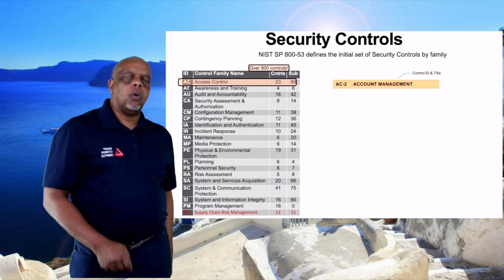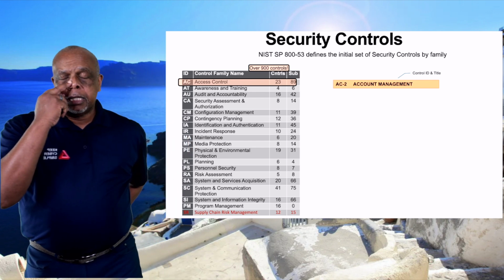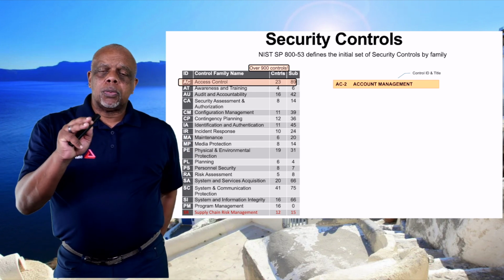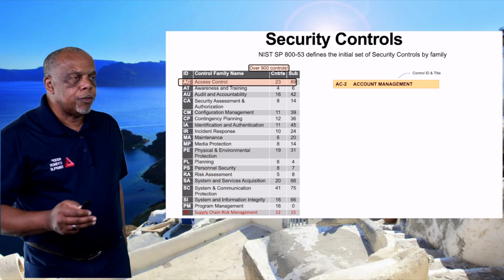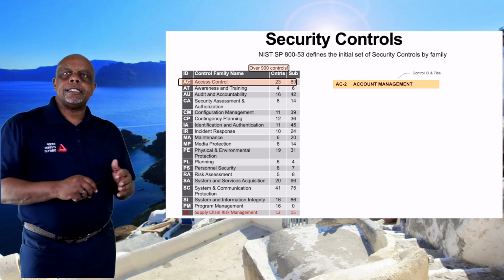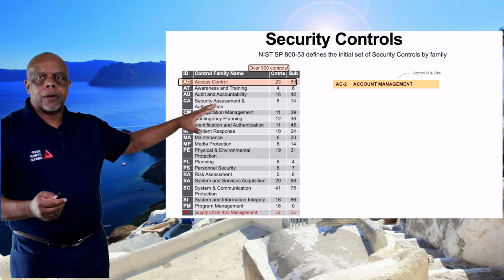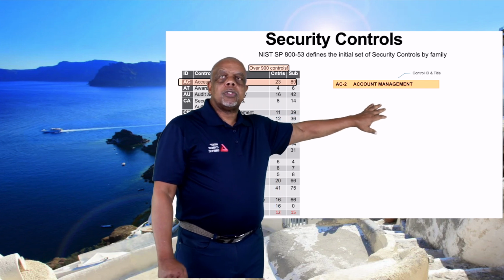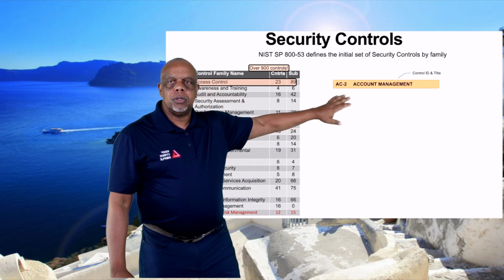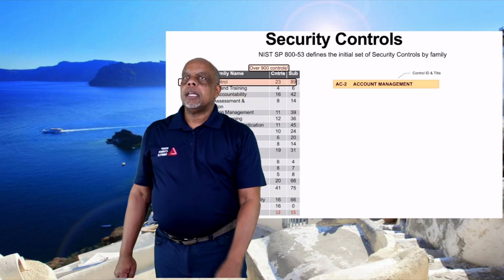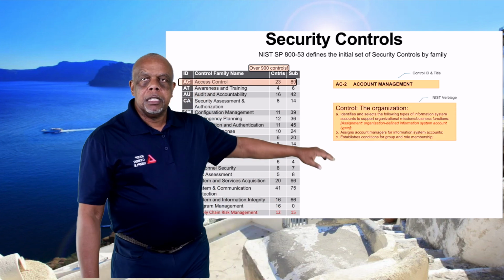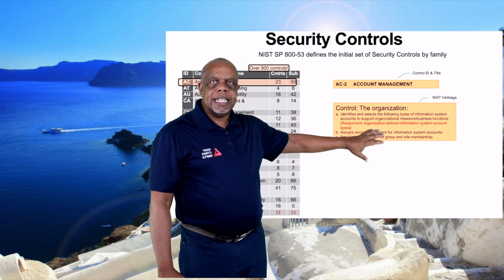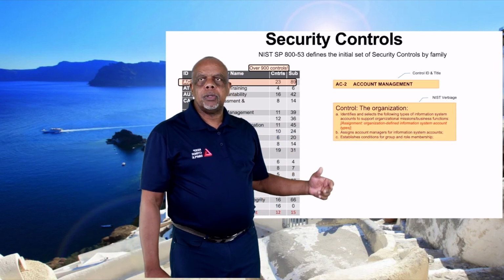So when we talk about a control, what is it? If you've never been in the environment, if you open up NIST 800-53 and you look at the control AC-2, which is account management, what does that give you? Well, first, that is the control ID. The control ID is AC-2. The control title is account management. Underneath that, it has the actual control, the NIST verbiage. This is what this control does.